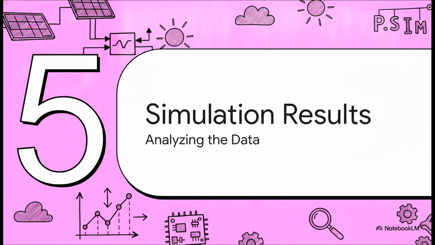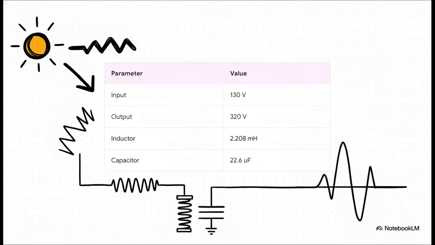Let's dive into Section 5, Analyzing Simulation Results. First up, let's look at the exact component specs we dialed in to make this happen. We've got our 130-volt input, aiming for that 320-volt output. But look closely at the inductor-capacitor filter, or the LC filter. To handle a violently fast switching environment of 25,000 times a second, we precisely sized our series inductor at 2.208 millihenries and our high-voltage output capacitor at 22.6 microfarads. This LC filter is our shock absorber. Let's see how it actually performs.